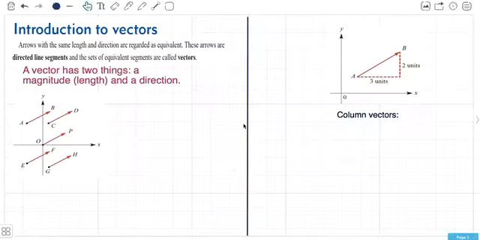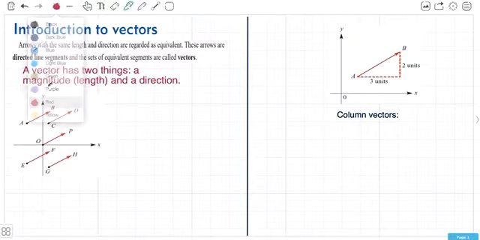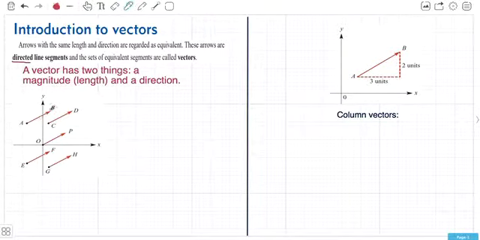This is an introduction to vectors for our next topic. So if we look at this first part here, we're talking about what is a vector. It says an arrow with the same length and direction is regarded as equivalent. These arrows are directed line segments. Now directed means that the segment has a way that it's going, so it's pointing in a particular direction. And the sets of equivalent segments are called vectors.